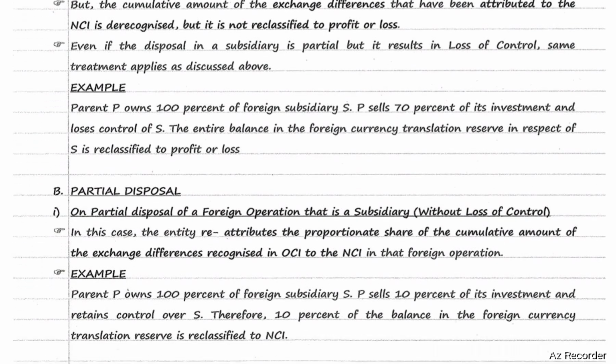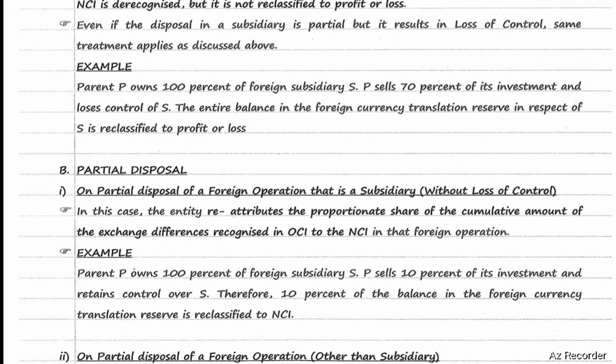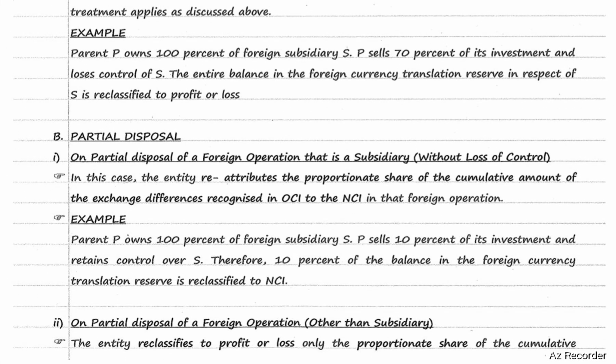Next, partial disposal. On partial disposal of a foreign operation, that is a subsidiary, without loss of control, the entity reattributes the proportionate share of the cumulative amount of the exchange difference recognized in OCI to the NCI in that foreign operation. For example, parent P owns 100% of the foreign subsidiary S. P sells 10% of its investment and retains control over S. Therefore, 10% of the balance in the foreign currency translation reserve is reclassified to NCI.